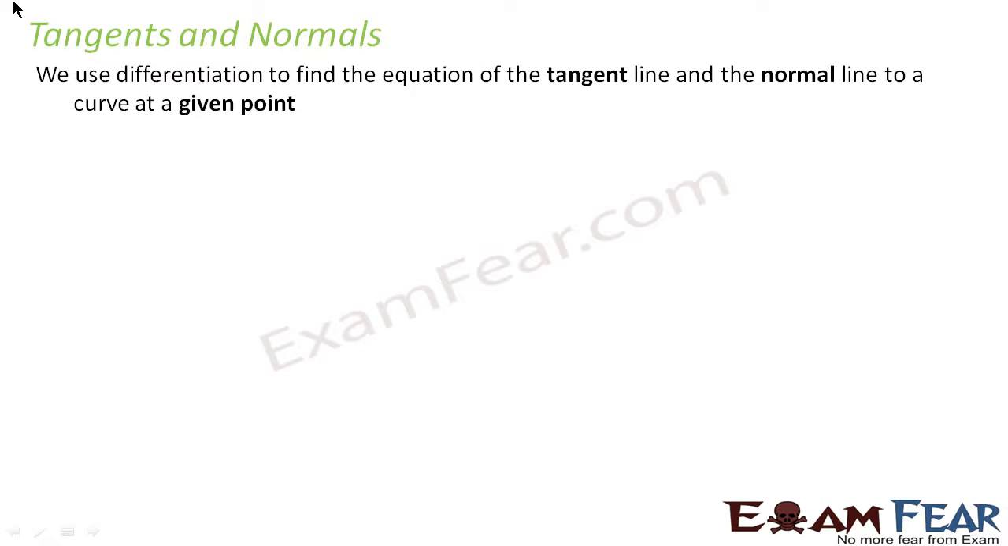Let's look at the new topic called tangents and normal. Here we will learn how we can use derivative to find tangent or normal for a particular curve at a given point. So in this case, we'll learn the use of differentiation to find the equation of tangent and normal to a curve at a given point. Please note, at a given point is critical because we have to find these things at a given point.